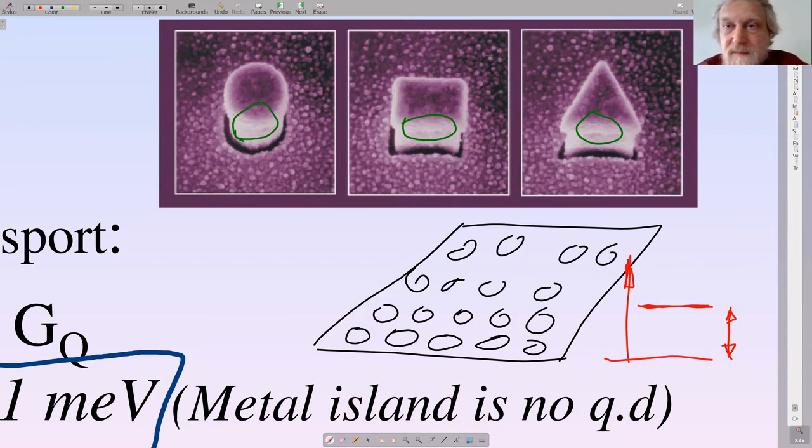So, I don't see anything in the chat window. Please, it is a very simple idea, also very much repeated in the course of this course of quantum transport.